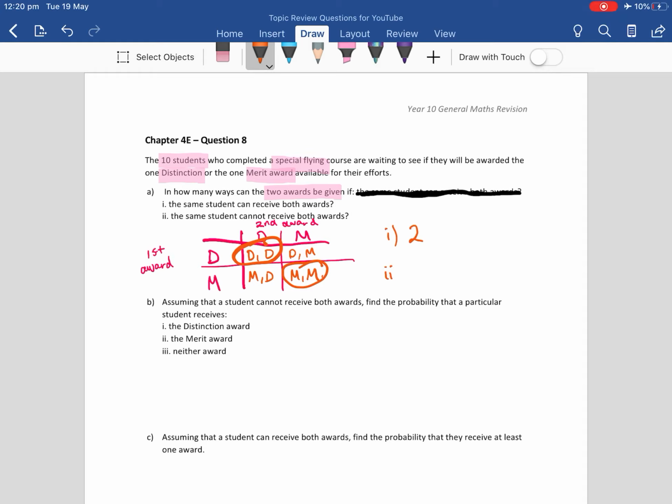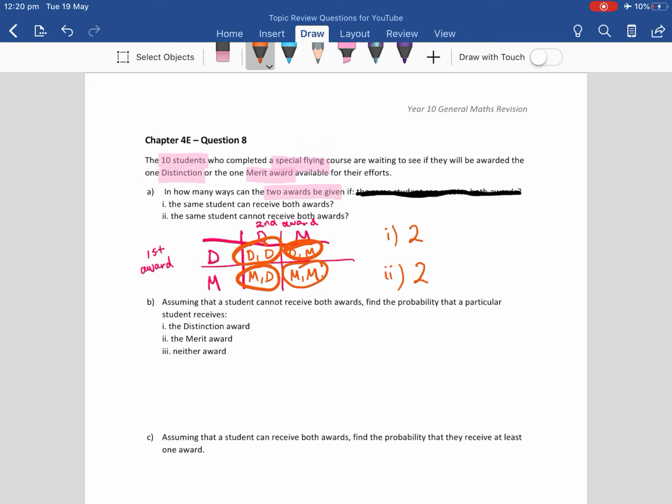And II is how many ways could the same student not receive both awards. Okay, so that means they get one of each. So they could get a merit and a distinction, or a distinction and a merit. So there's 2 ways there that they cannot get both the same.